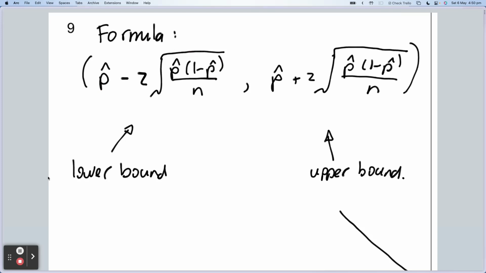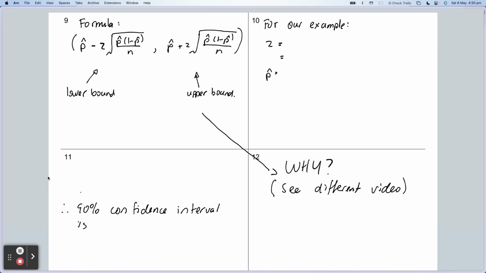Let's have a look at this in action. I'm going to zoom out, and I'm going to fix that in place so that you can see it. And I am going to do some calculations. So for our example, the first thing we need to do, you can see in the formula, we've got p hat, which we kind of know already, n, which we know is 200. So the main thing that's missing from this formula is z, right? So what does it mean to work out the z value?